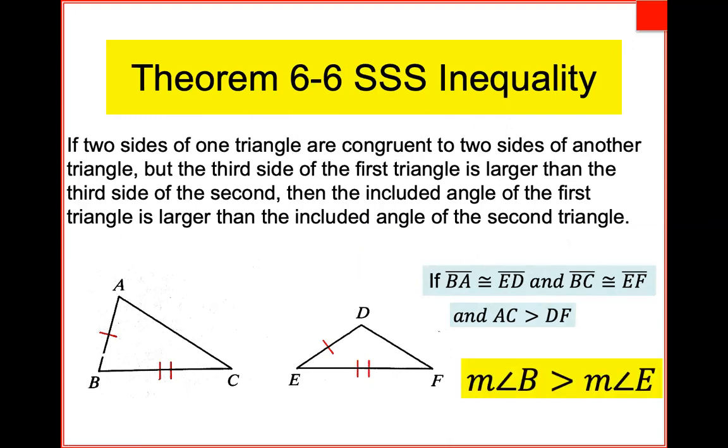If that's the case, then you know that the angle opposite the larger of the two third sides has got to be the larger angle compared to the other one. That's a lot of words, right? But if you have these two sides congruent to these two sides, and you can tell me which of the third sides is greater, then the angle opposite that greater side is bigger than the angle opposite the smaller of the two sides. There we go. So this one's called the SSS inequality.